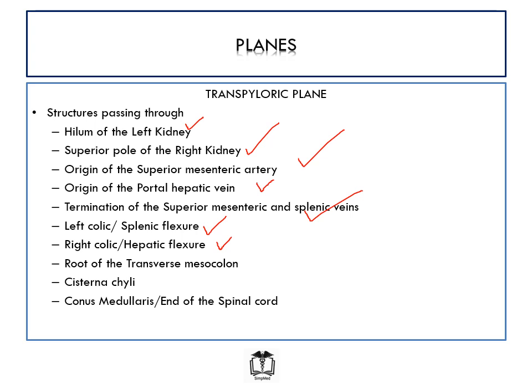Both of those planes, both of those structures are found at the transpyloric plane. The roots of the transverse mesocolon is also located at the transpyloric plane. All those structures you get to know when we go further in the module of abdomen.